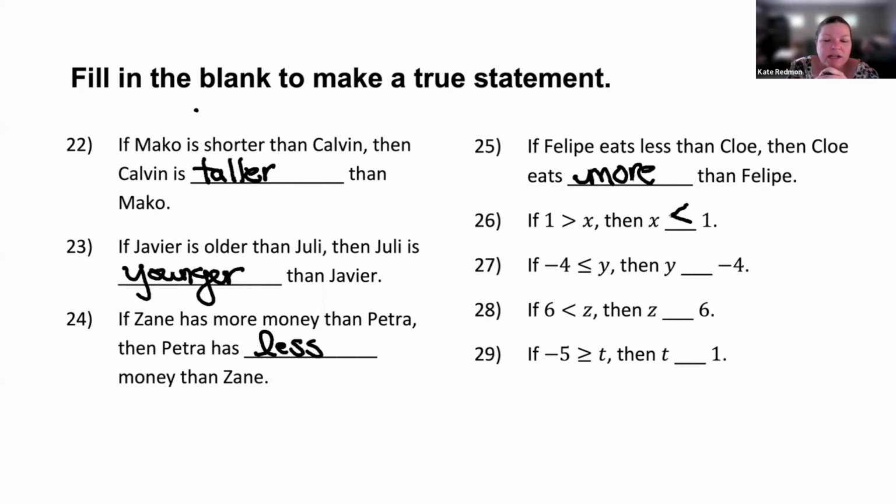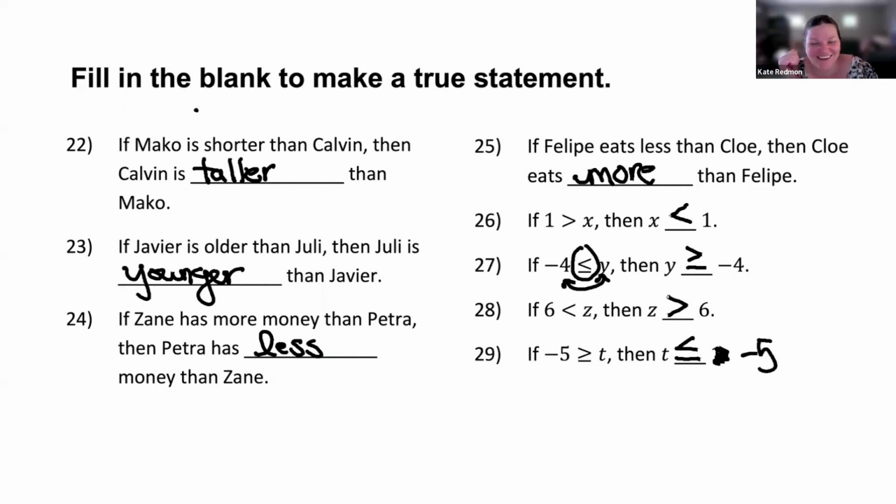If -4 is less than or equal to y, then y must be greater than or equal to -4. I flipped the order, so I flipped the inequality symbol. If 6 is less than z, 6 is the smaller number, then z is the bigger number, so z must be greater than 6. Number, whoa, typo. You never saw that. If -5 is greater than or equal to t, then t must be less than or equal to -5, and I have no idea how it's related to 1.